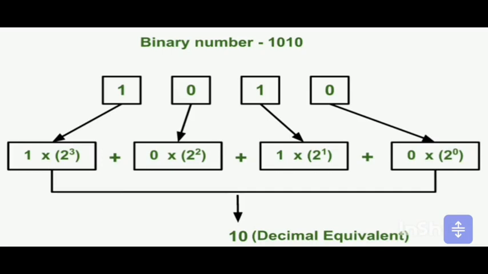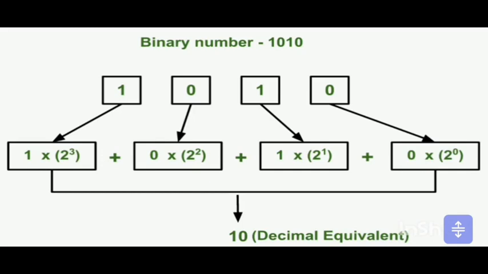We have to write the decimal form from the last digit to the first digit. Here 0 means the position is 0, 1 means the position is 1, 0 means the position is 2, and 1 means the position is 3. So we have to find it. In the second part you can see 1 into 2 to the power 3, because our base is 2.